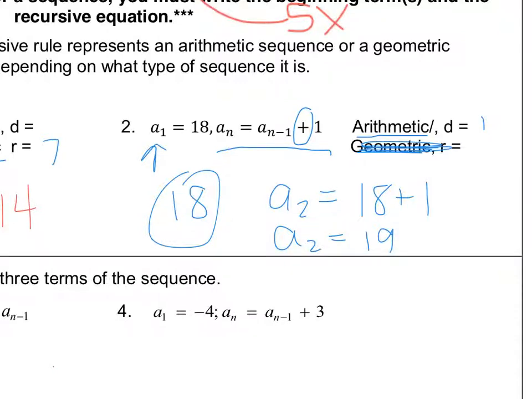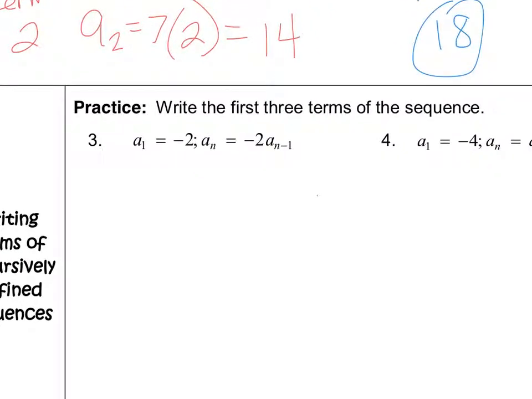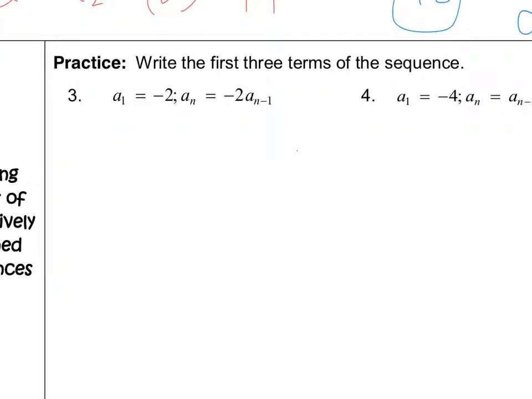Okay, so let's go ahead and move on to practice. Practice is giving us the first term of the sequence, giving us the recursive formula, and asking us to write the next 3 terms of the sequence. So looking at number 3, if I look at my formula here, I have to decide, is this going to be arithmetic or is it geometric? Well, I'm not adding things to the end, I'm multiplying at the beginning. So I know I've got a geometric sequence.